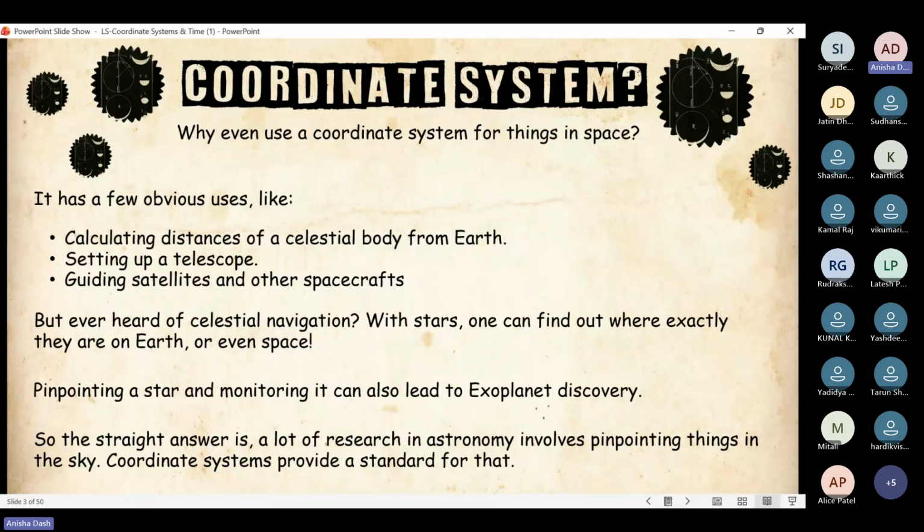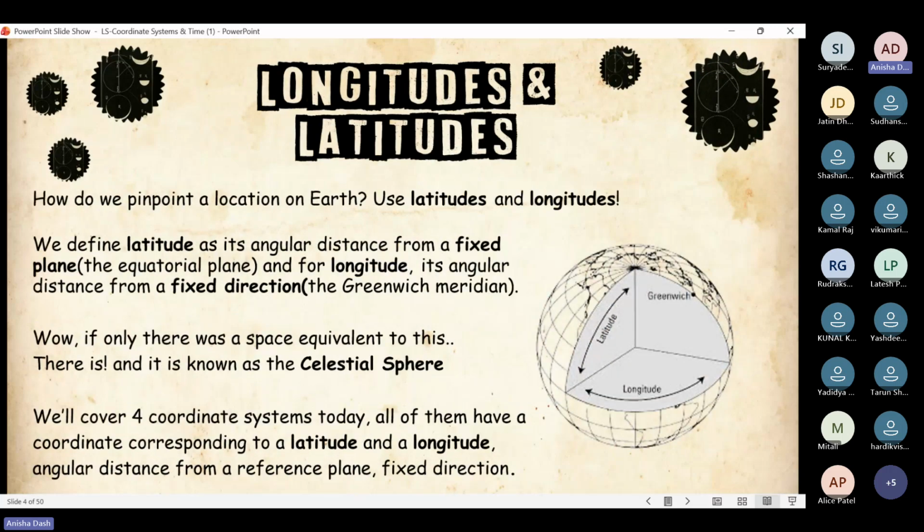Now that we have established why we need a coordinate system, let's figure out how to define one. Let's look at the Earth. How do we pinpoint a location on the Earth? We use the geographical coordinate system. To pinpoint a location, you need its latitude and its longitude. The latitude is the angular distance of the location from the Earth's equatorial plane. Similarly, longitude is the angular distance of the location from the Greenwich meridian.